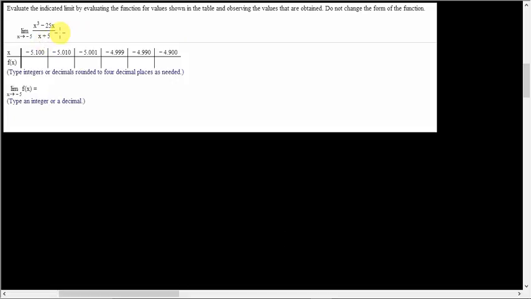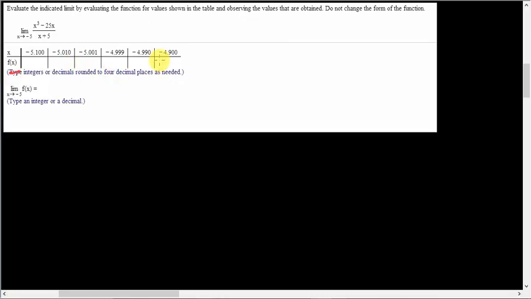So this one, at least we know what we're trying to do here, and this just shows us that at least what we did in the last video is right, except this limit is approaching -5, and this is a different function. So it's: evaluate the indicated limit by evaluating the function for values shown in the table and observing the values that are obtained. Do not change the form of the function. I guess that's what we should have done two videos ago. So we're going to evaluate it at each point, and we're going to see where it's leading to.